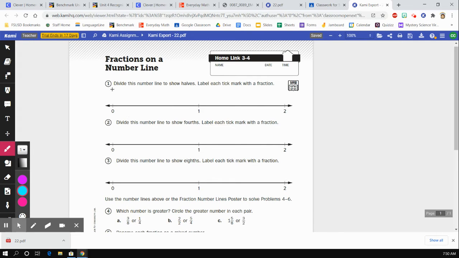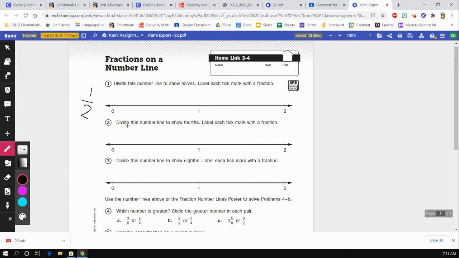So the first one says, divide this number line to show halves. Label each tick mark with a fraction. So remember halves, let me do black instead of eraser, there it is, instead of teal. So halves is 1/2. So how many pieces to each from 0 to 1? How many pieces should this be in? From 1 to 2, how many pieces should we have here?